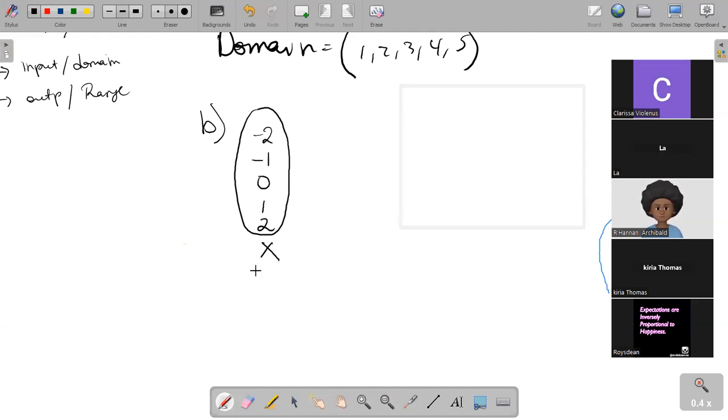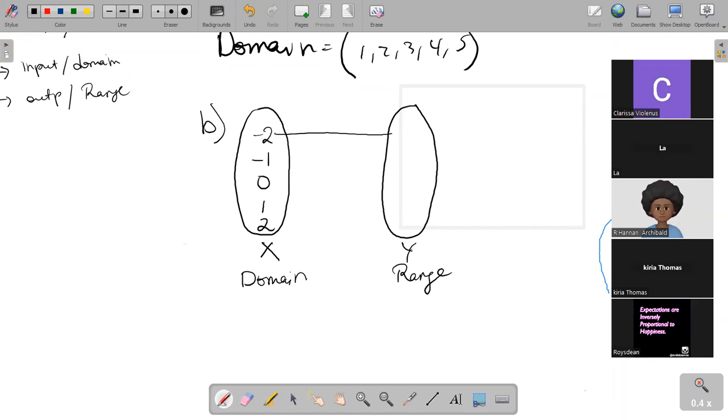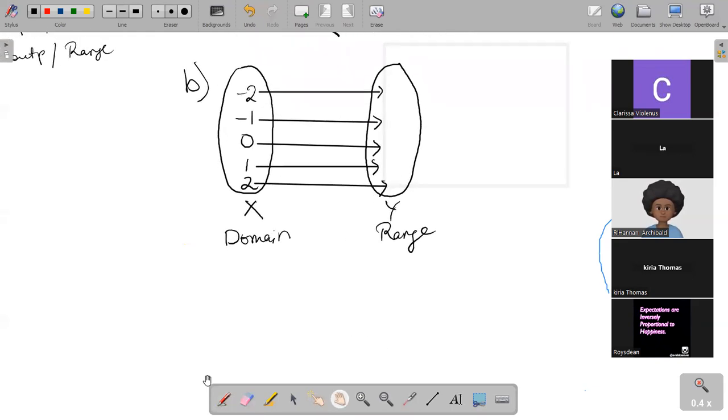So you always label everything. So this is your domain. And this is your Y, and this is your range. So we're going to have, let me use a straight line. If this is the question, you need to have it in your book as an example, as notes. This is the one I need you to copy down.